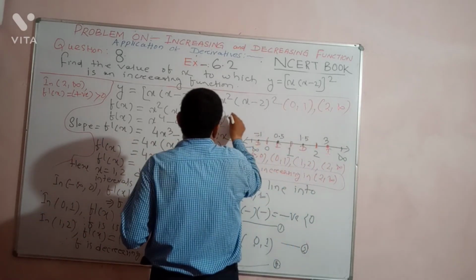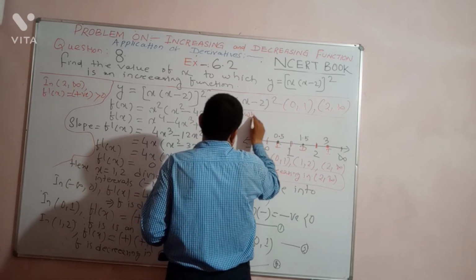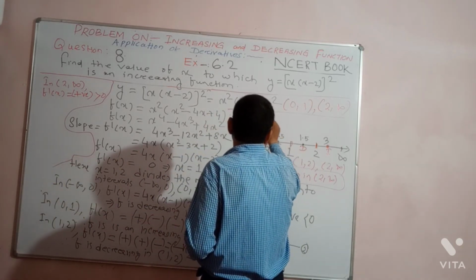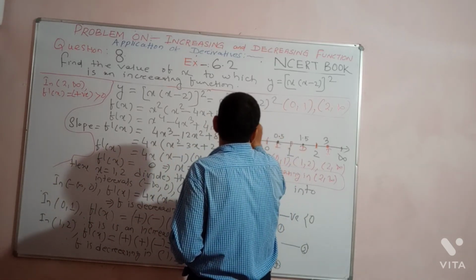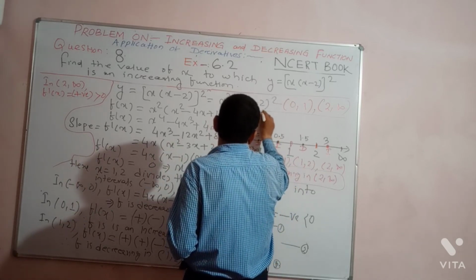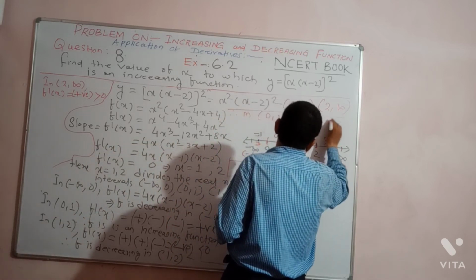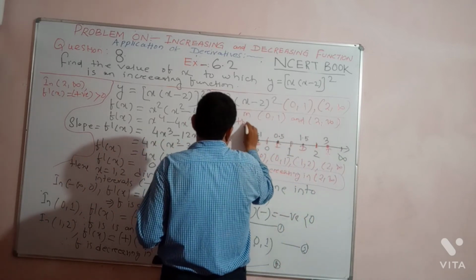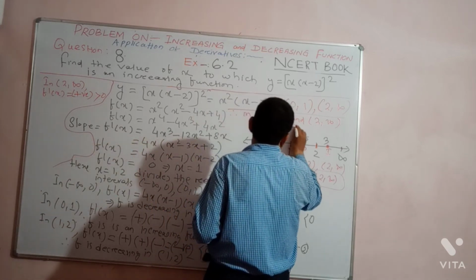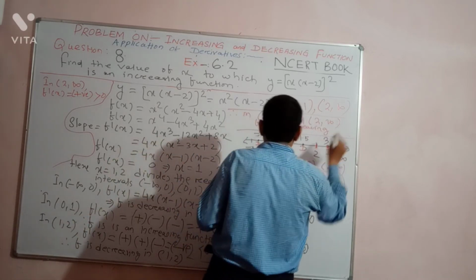Hence we got, when, in the interval 0 to 1 and 2 to infinity, the given function f is an increasing function. Understand or not? Is it clear?